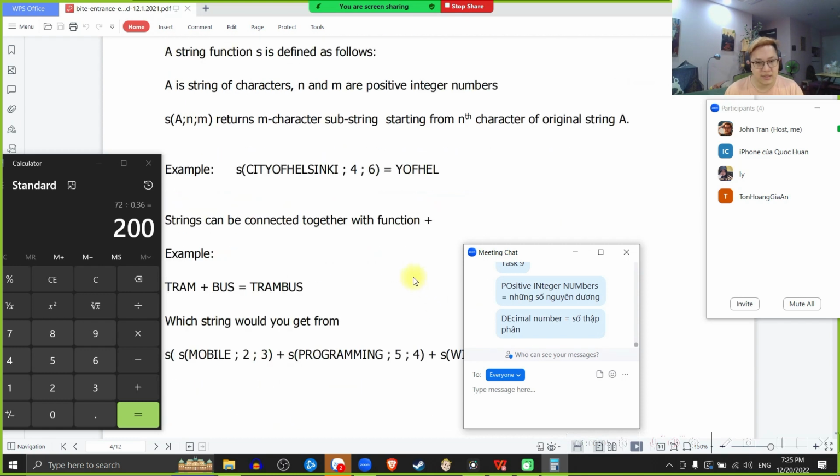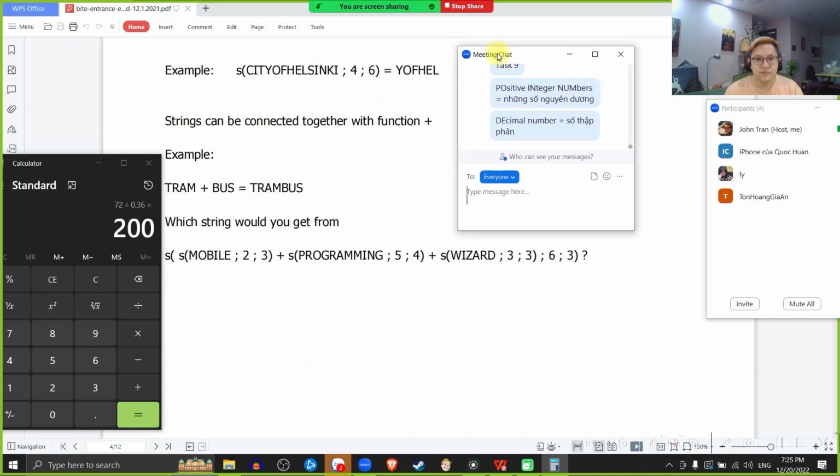Strings can be connected together with functions. Những cái chuỗi có thể được kết nối cùng nhau với những cái hàm như sau: tran cộng bus tran bus này. So which string would you get from this? Thì bạn sẽ có được cái chuỗi nào từ cái này các bạn? Tính đi mọi người, just try it. So bây giờ mobile mà tính từ cái số 2 nó sẽ là O và tính 3 cái ký tự nó sẽ là OB. So the first one, mobile 2, 3 would result in OB.